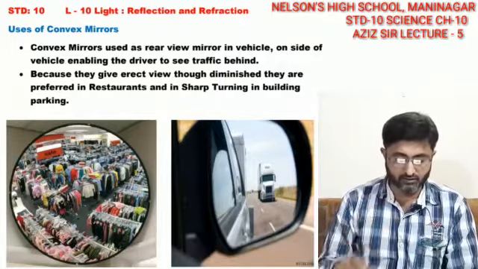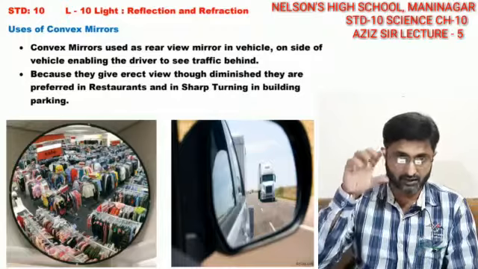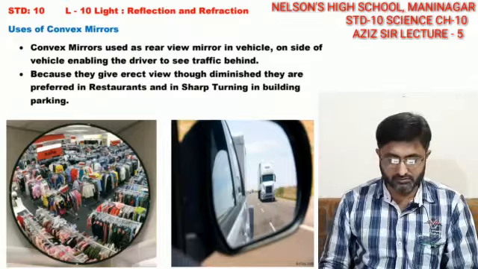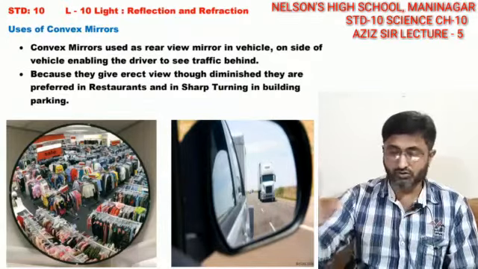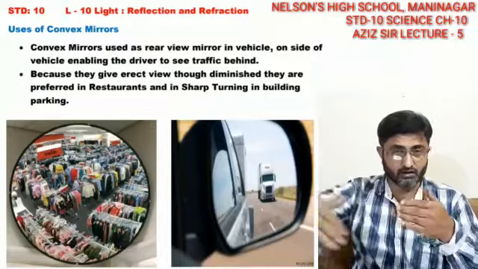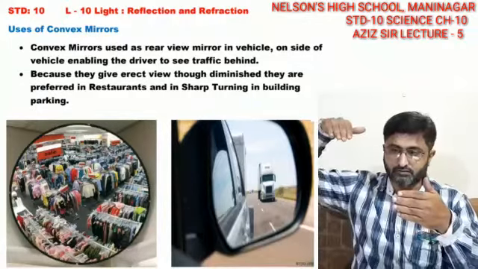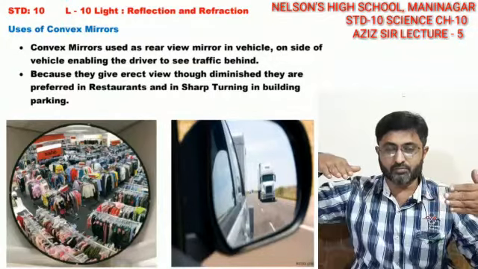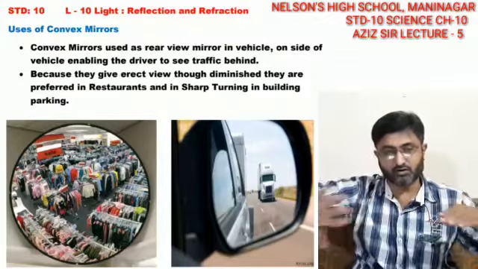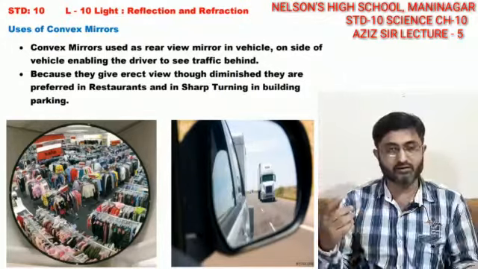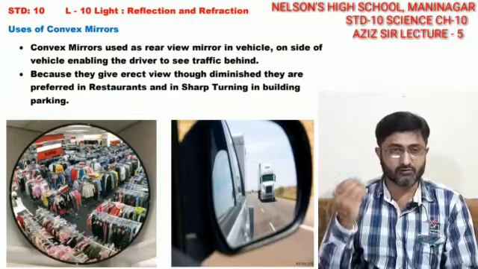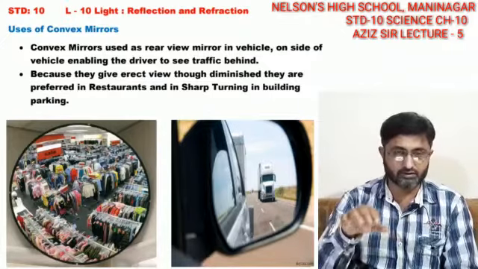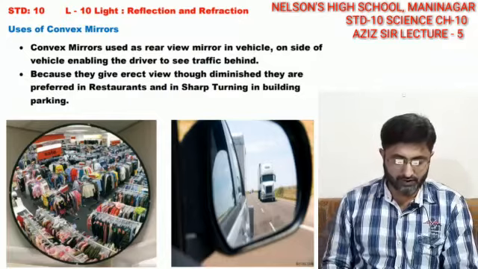In the second view, because they show erect and diminished images and cover the entire area, they can be kept in restaurants and at sharp turns of buildings, such as underground parking, where cars sliding down do not know that on the right hand side somebody is coming up. So we keep mirrors at the corners so that both of them are capable of seeing. You will not see the exact view, not even the type of car coming, but you will at least understand whether a big car or a small car is coming, and you do not reach an accident mode.